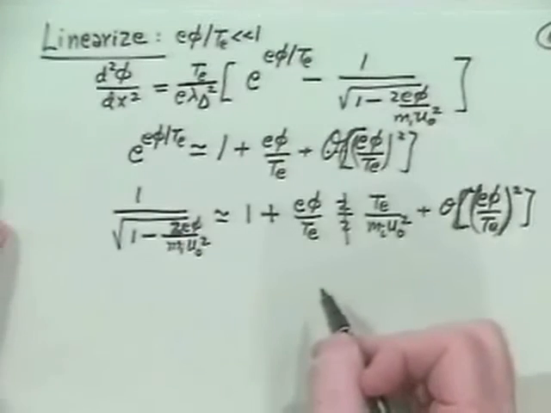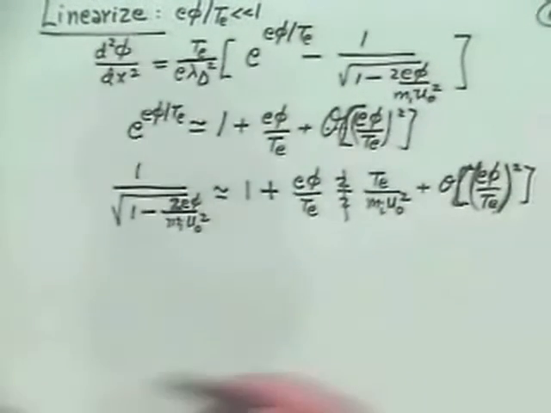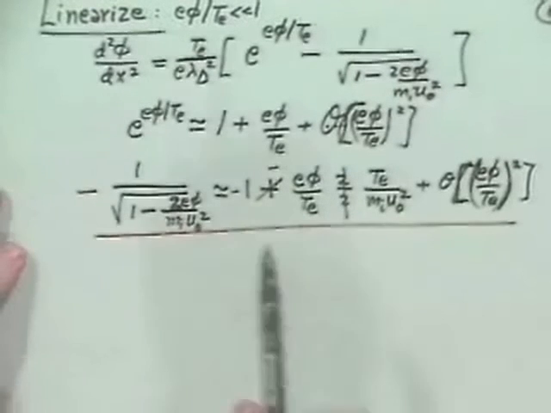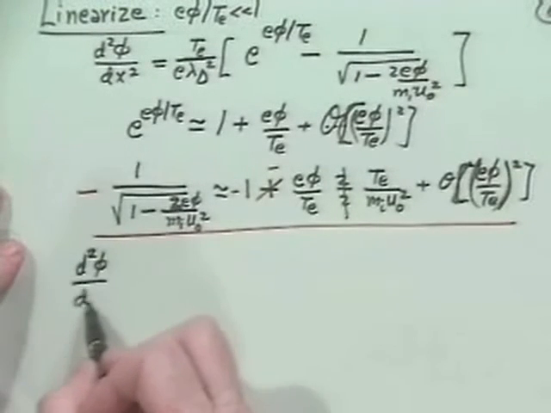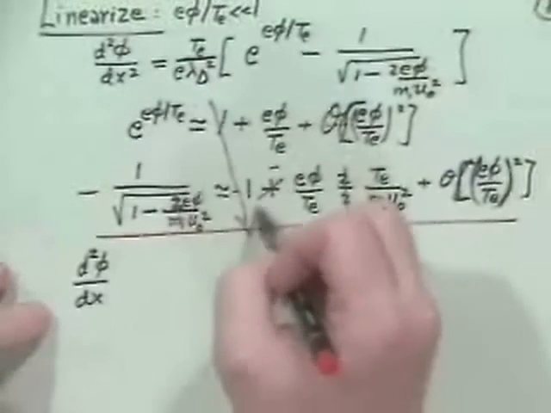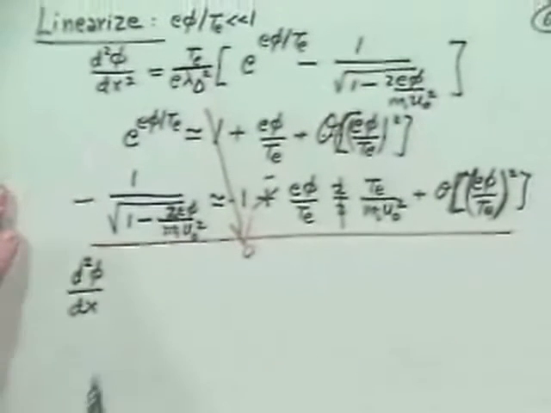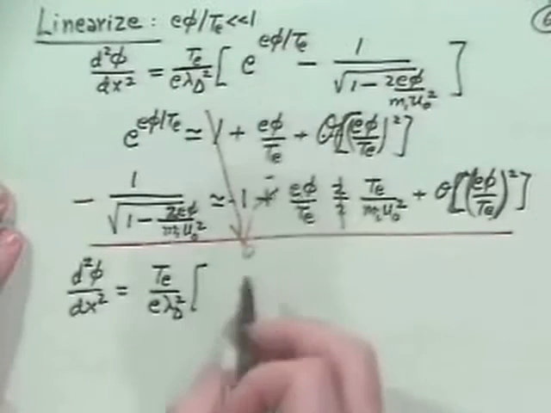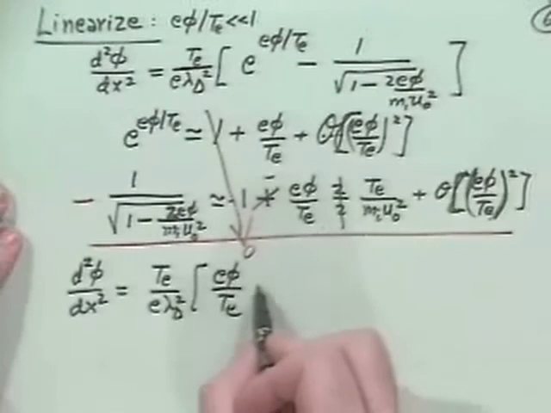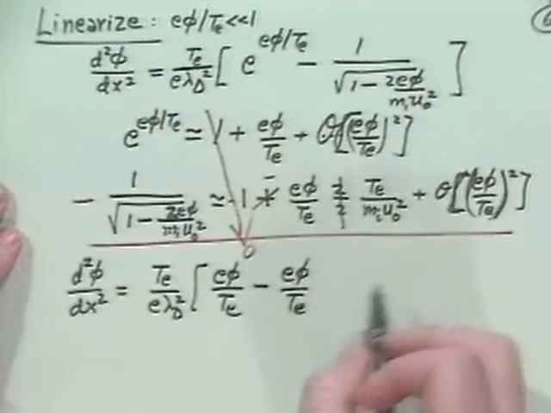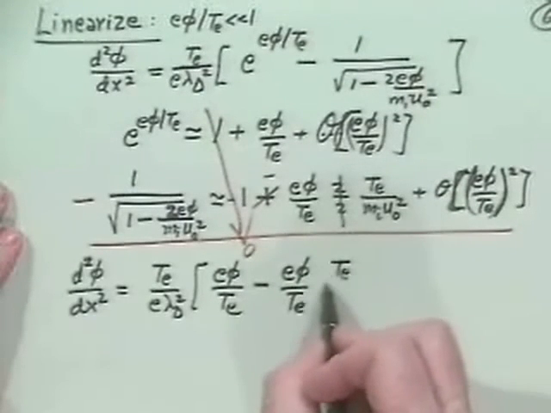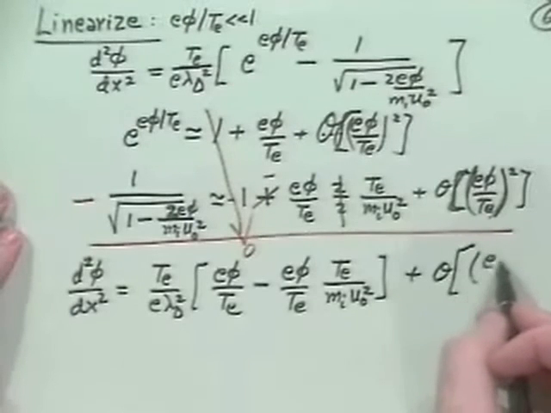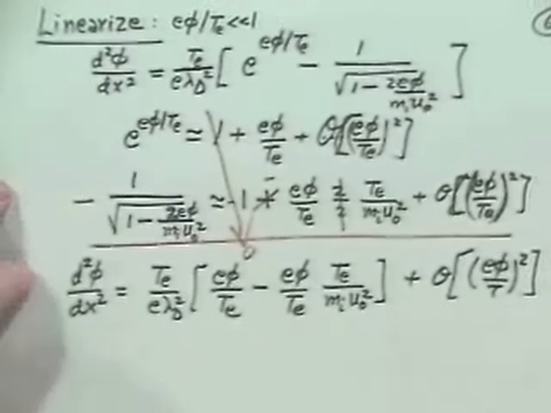Okay, so now if we then subtract these two, it will just take minus, minus, minus, and so forth. Then what we get is the d squared phi by dx squared, the two ones obviously cancel. We get d squared phi by dx squared is equal to Te over e lambda Debye squared. In the first term, we get e phi over Te. In the last term, we get minus e phi over Te, or the other part, but with an additional factor Te over mi u naught squared. And then we, of course, get order e phi over Te squared type terms, which I'm neglecting.